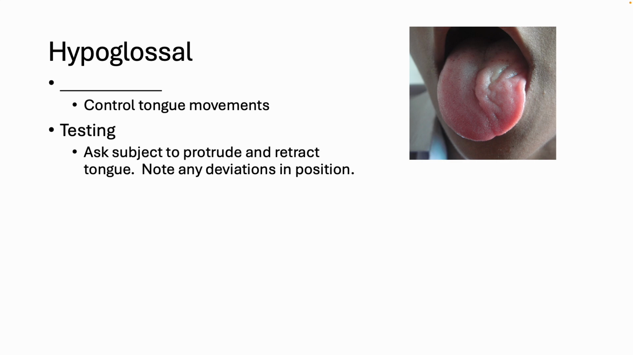The hypoglossal nerve is primarily motor. It controls tongue movements. Ask an individual to protrude and retract their tongue and note any deviations in position like you would see here. All right, so that was the cranial nerves.